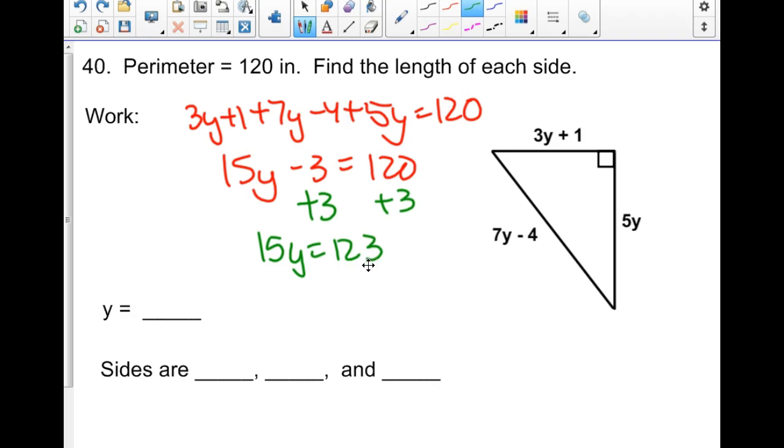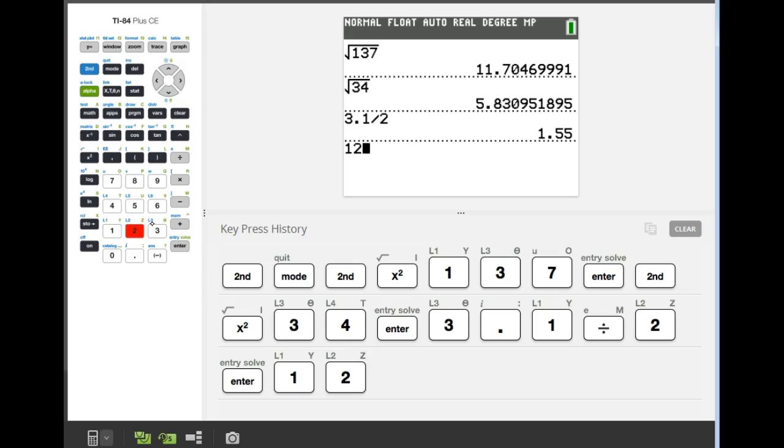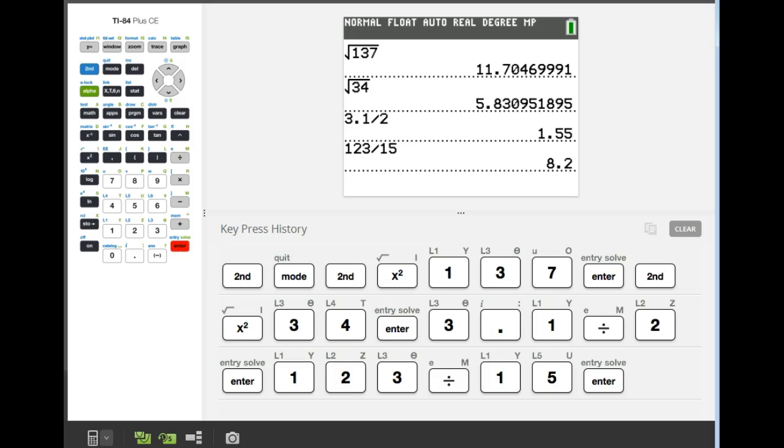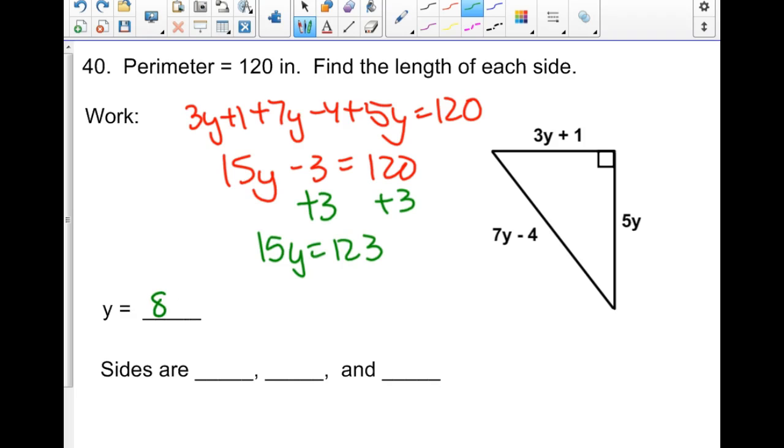Now this doesn't seem like it's going to come out very nicely, does it? Did I do everything right? 7y plus 5y, 15y. Yep. All right. So if I grab the calculator and do 123 divided by 15, I think I need to change these numbers. I wonder if I did. 8.2. Not everything is pretty.